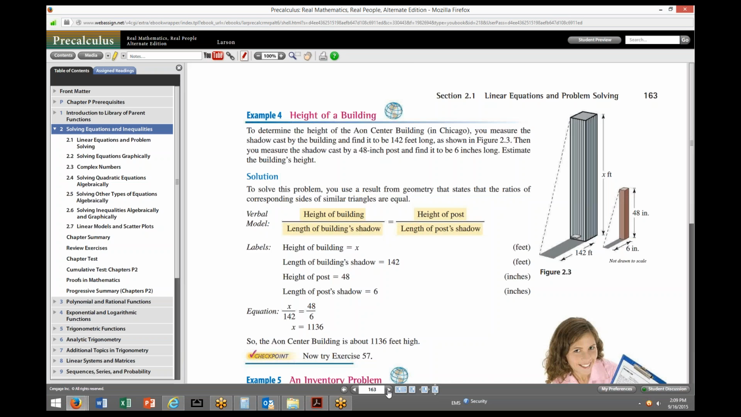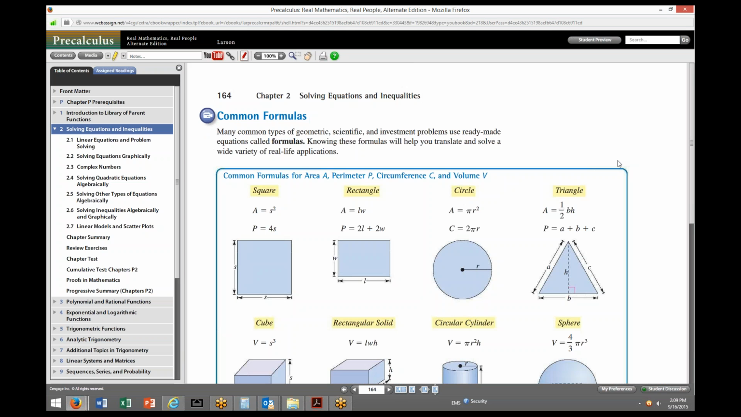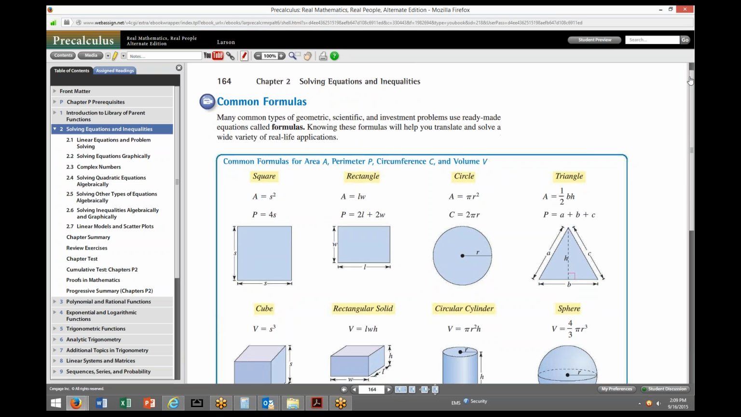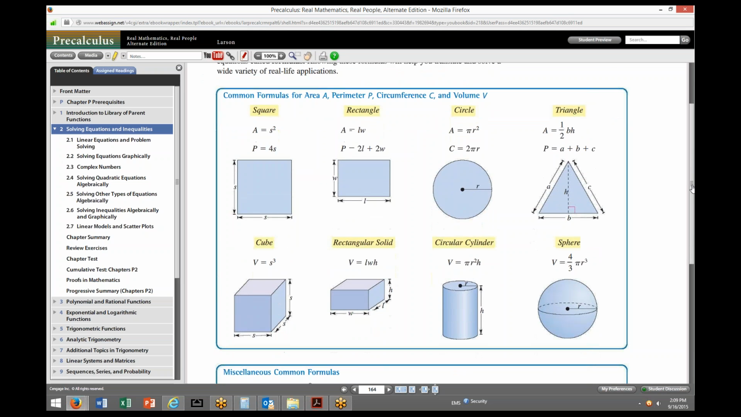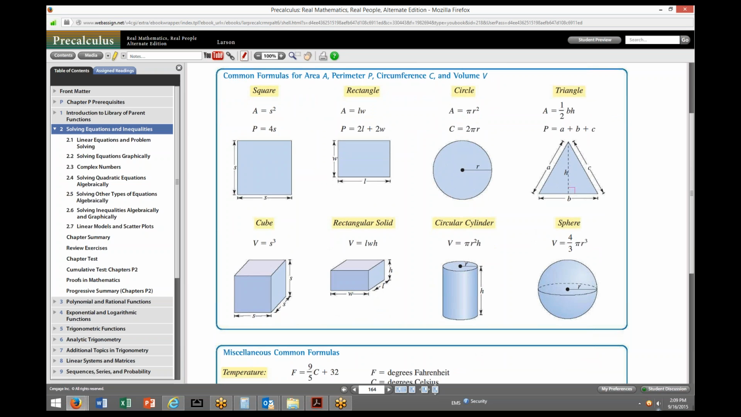Moving forward, I want to refresh the class on some common formulas that everybody has seen before at some point or other in a geometry class or some sort of class. Common formulas that are used in real life to help us figure perimeters and areas and volumes and circumferences and various different things.